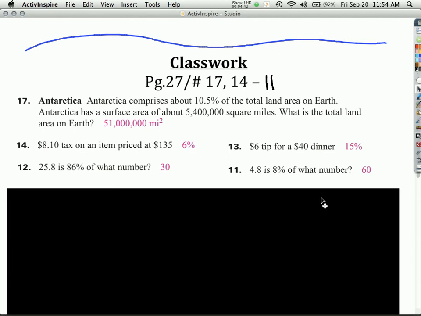Give me a thumbs up if you got 4 out of 5 or better. 4 out of 5 or better. Good, put your thumbs down. Questions on any of these? Valerie, Alexandra, Stephanie. Number 17.